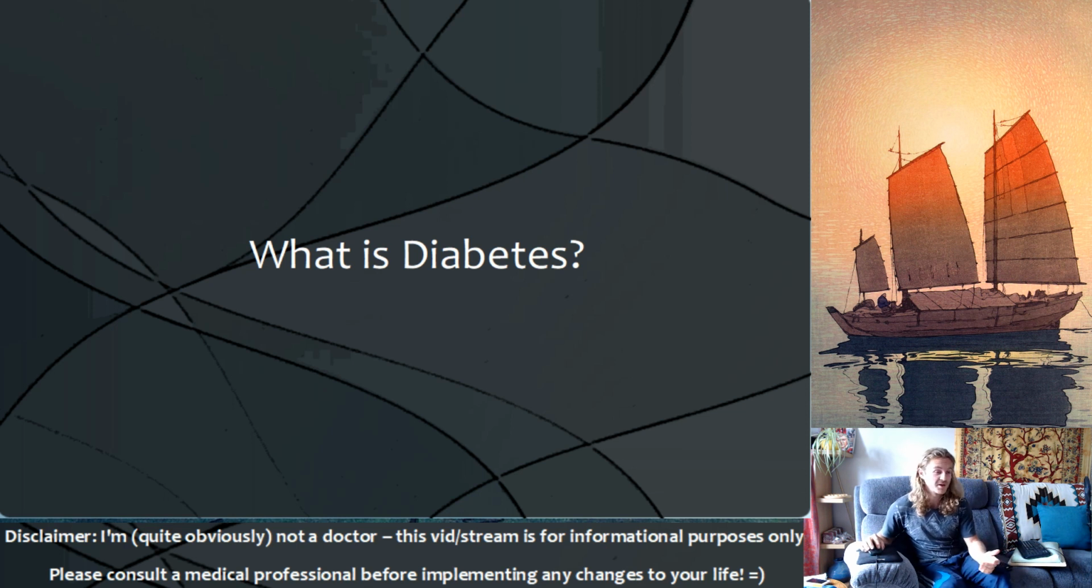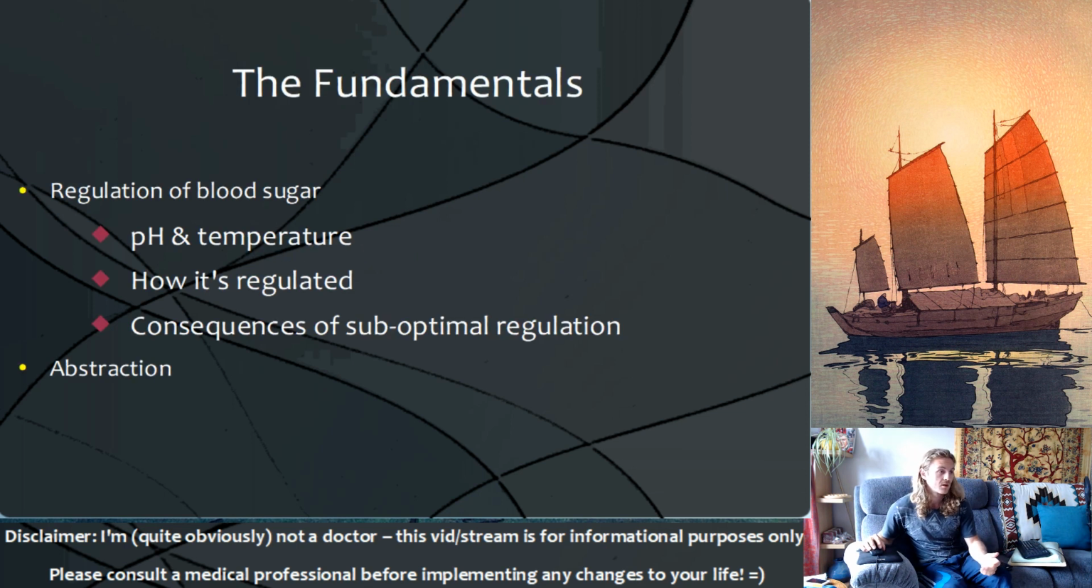So what is diabetes? The fundamentals are it's basically about the regulation of blood sugar. Diabetes is an inability to regulate blood sugar as the body would like to. So it's a suboptimal regulation of blood sugar. Just like the body likes to regulate things like pH and temperature, once we start going outside of that range, either too high or too low, it does damage to the entire body.